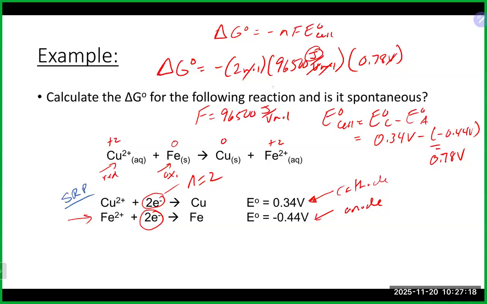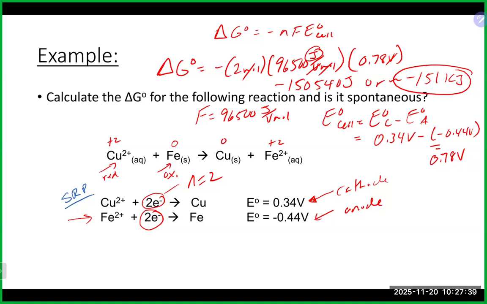That's going to get us negative 150,540 joules, or about minus 151 kilojoules. Yeah, as delta G is usually given in kilojoules. First off, any questions on the calculation?